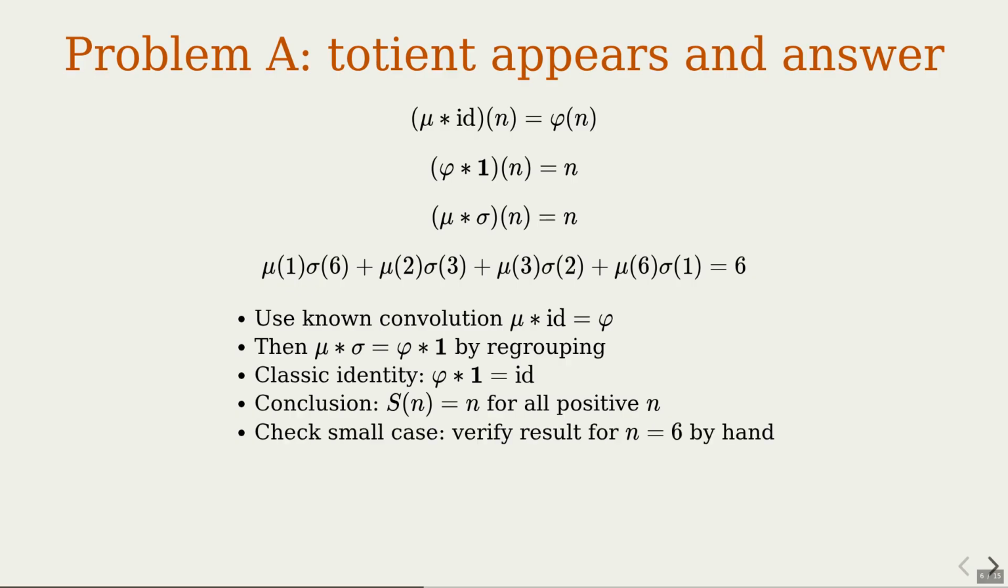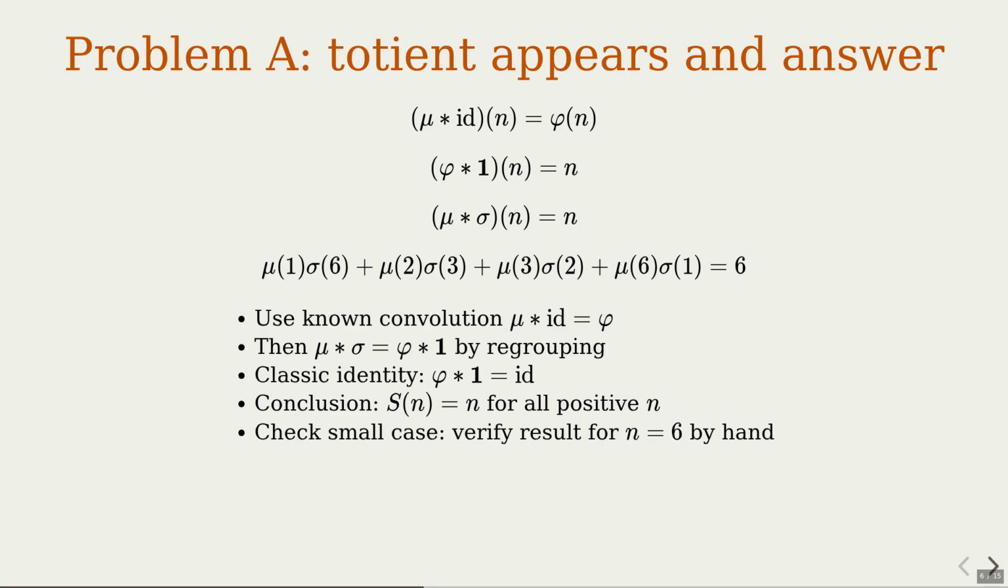Always good contest practice is to test a small value like 6 to confirm that your algebraic simplification matches the original sum. So if I see mu times a familiar arithmetic function in a sum, I should immediately ask whether regrouping makes it a composition of known convolutions. Exactly. And the next problem shifts from pure algebra to a counting question about lattice points and fixed greatest common divisor.